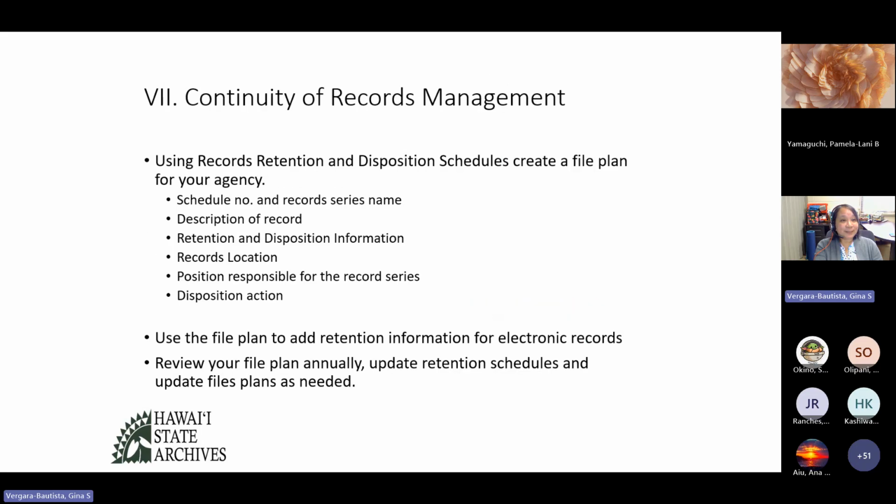Okay, so how do we continue to manage our records now that we know what is required of us? Using your records retention and disposition schedules, you need to create a file plan for your office. The file plan generally contains the schedule number, record series name, description of the record's retention and disposition information, the location of the records, and then the person who is managing that record. And of course, the disposition action.